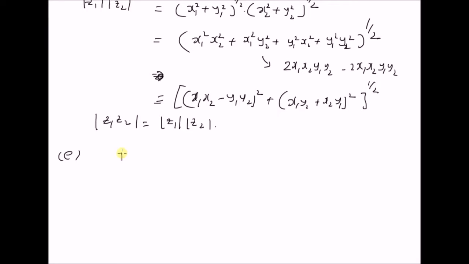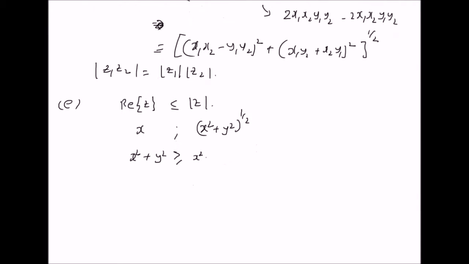The next one is that the real part of a complex number is always less than or equal to its absolute value. This one is rather straightforward. That is, the real part is given by x, and the absolute value is given by (x² + y²)^(1/2). And since x² + y² is always greater than or equal to x², since y² is always non-negative, this is true.